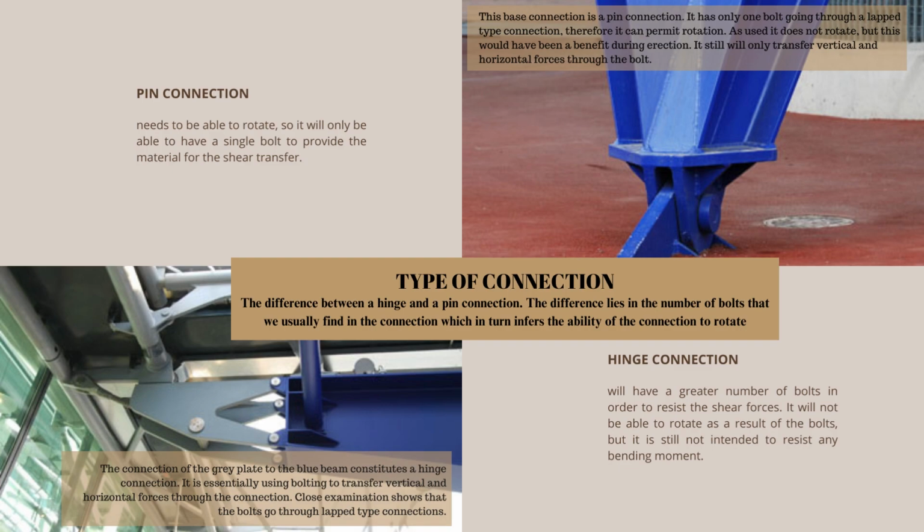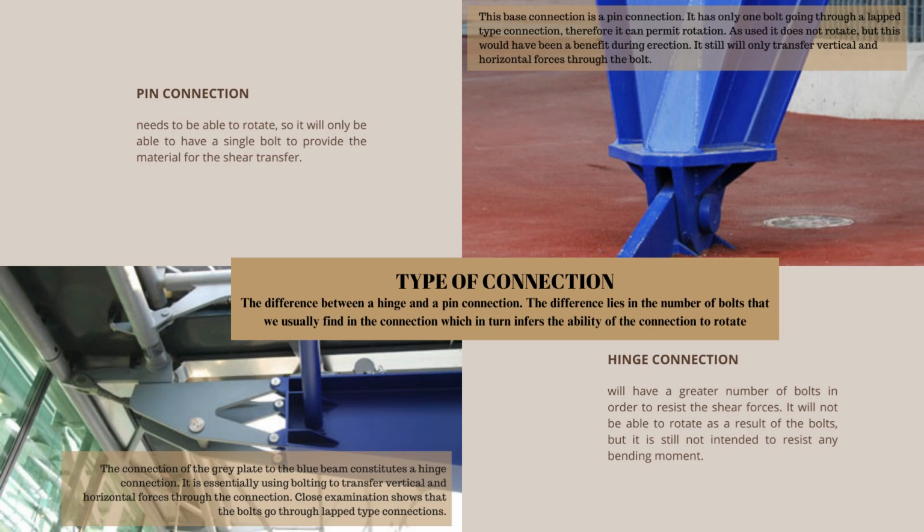The next part of the presentation is the type of connection, which is the difference between a hinge and a pin connection. The difference lies in the number of bolts that we usually find in the connection, which in turn infers the ability of the connection to rotate. The first one is the pin connection. It needs to be able to rotate, so it will only have a single bolt to provide the material for the shear transfer.